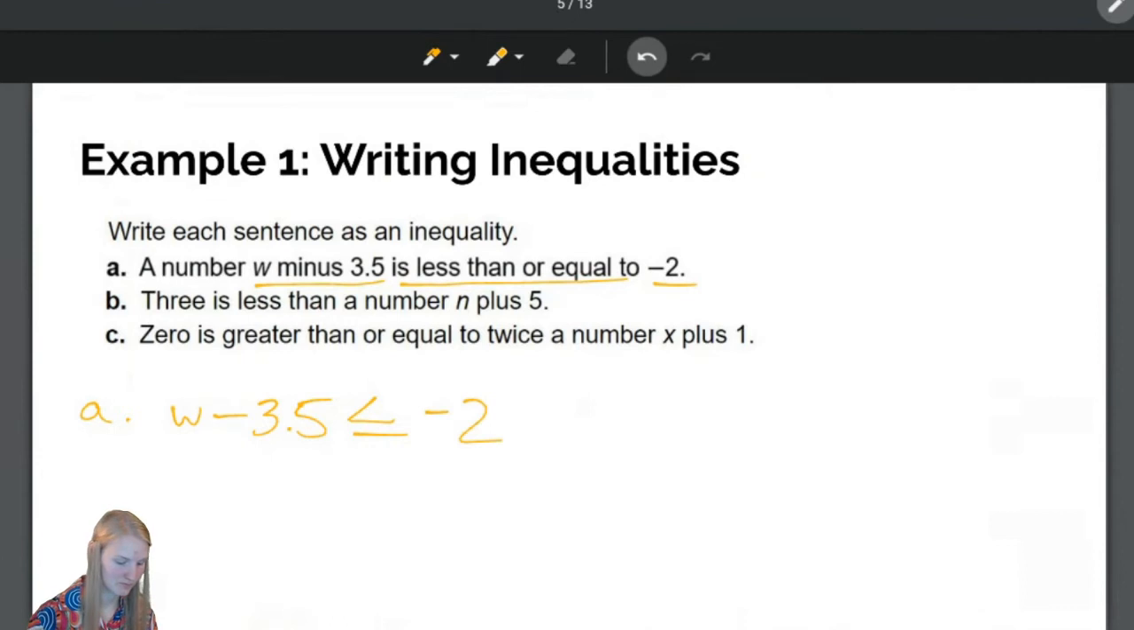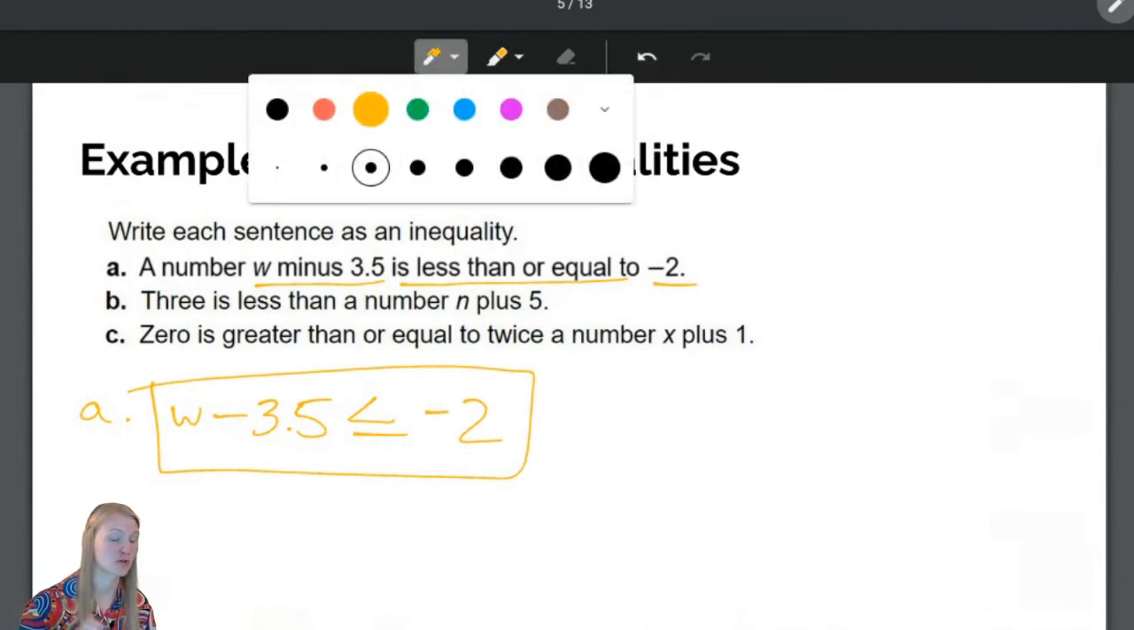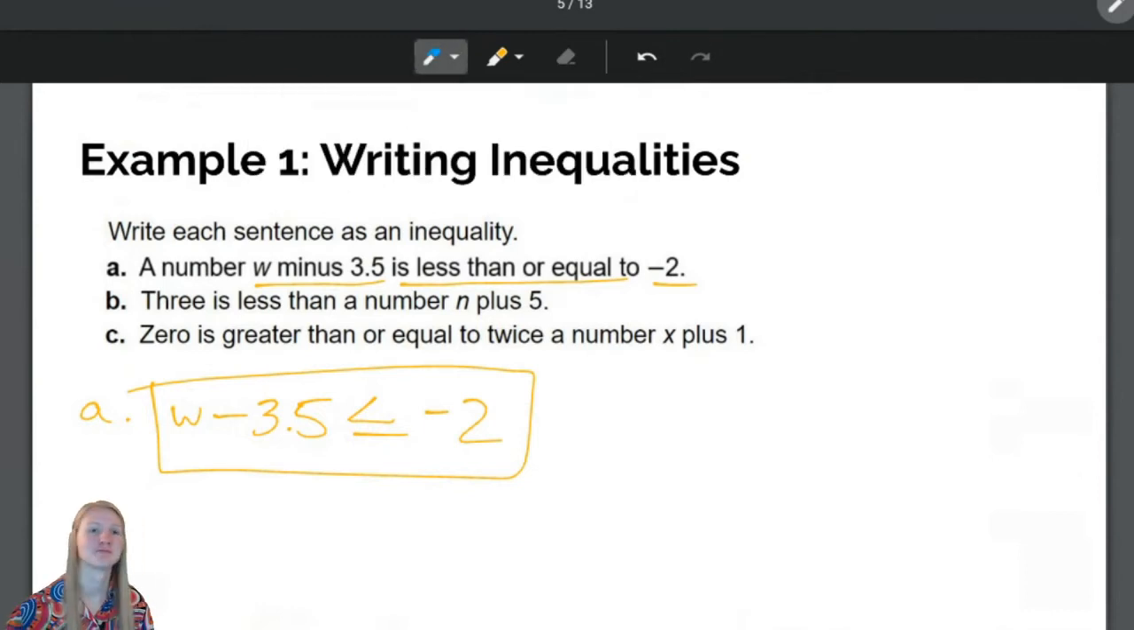Ta-da! That's it. We're just taking the words and translating them into an inequality. So if you're like, oh yeah, okay, cool, got it, then pause the video and try B and C on your own. If you're like, nah, I need another example, that's okay. Keep watching with me.